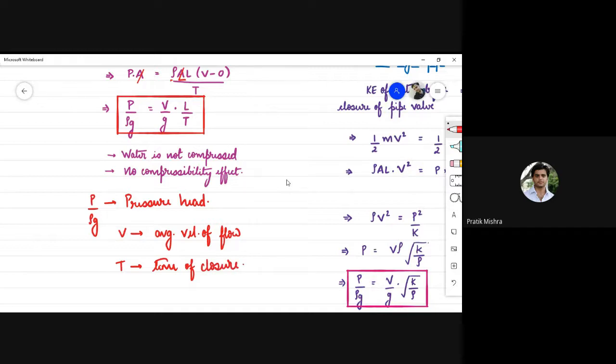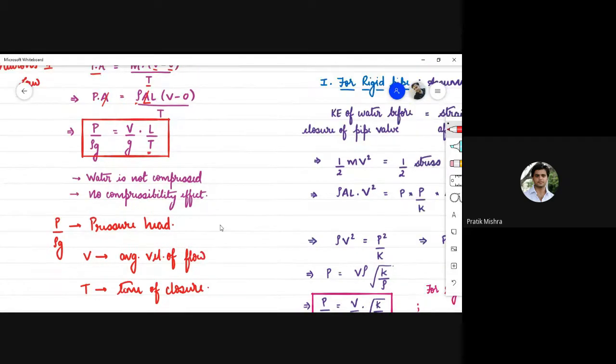Okay, so if the closure of the valve is gradual, then the pressure head developed can be calculated using the formula P by rho g equals V by g into L by T. So this is for gradual closure.